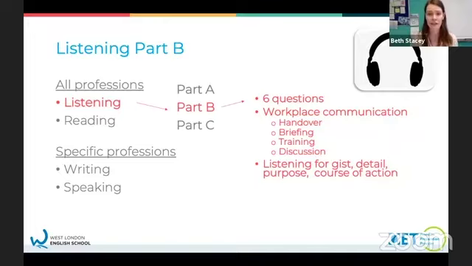The language that they are testing you on here really is listening for gist, which is to try and get the general overall idea of something. Detail, when you're listening for more specific language, maybe a specific word or phrase will help you with the answer. There is also purpose, so why is this conversation happening? And course of action, which could be, for example, preparation for future treatment.